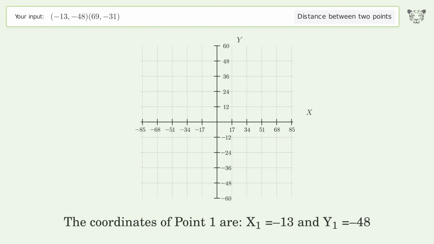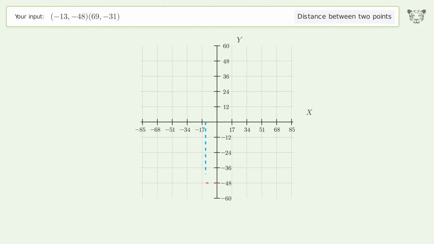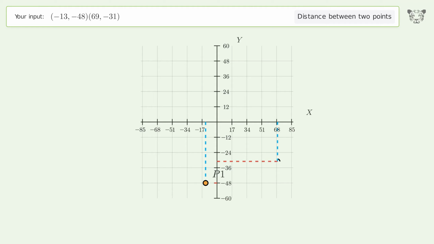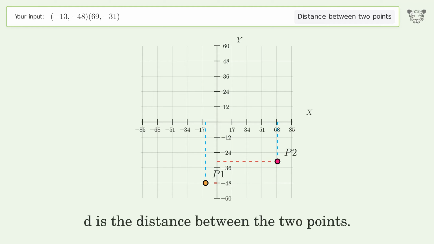The coordinates of point 1 are, x1 equals -13 and y1 equals -48. The coordinates of point 2 are, x2 equals 69 and y2 equals -31. D is the distance between the 2 points.